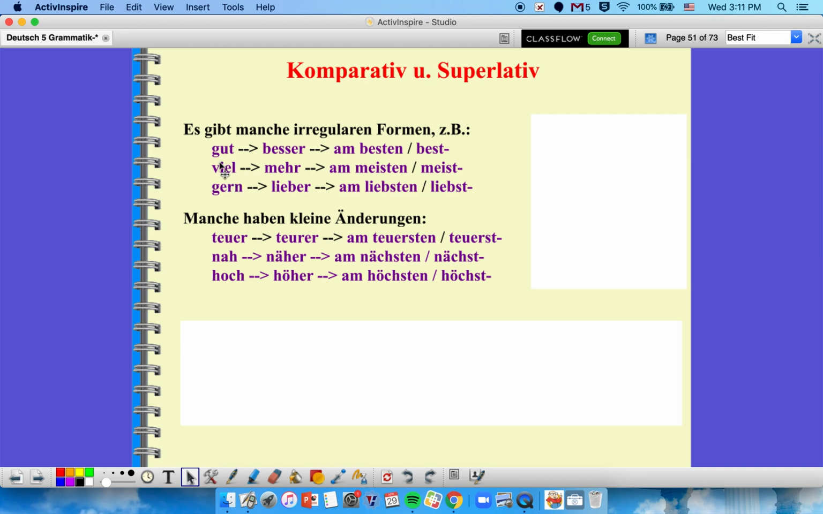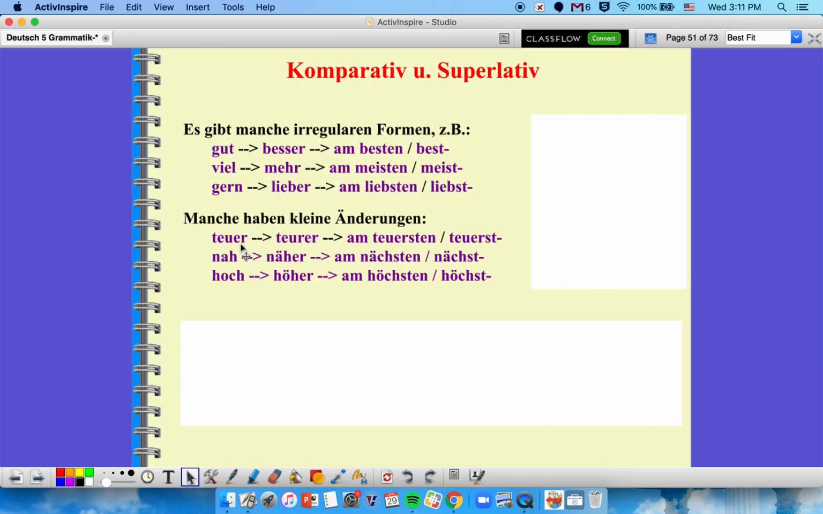So auf Deutsch, viel, mehr, am meisten, or you could say like die meisten or something like that. Gern is gladly, and just like it's not gladlier, we say auf Deutsch gern, lieber would be more gladly. Am liebsten would be the most gladly, or like die liebsten or something like that.